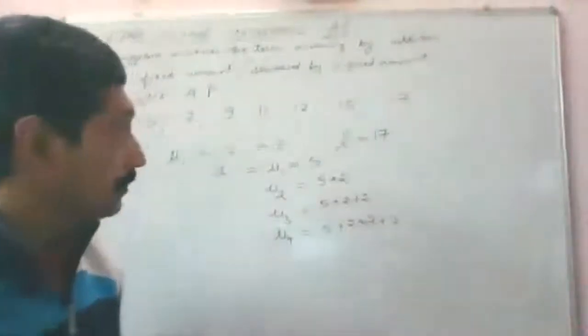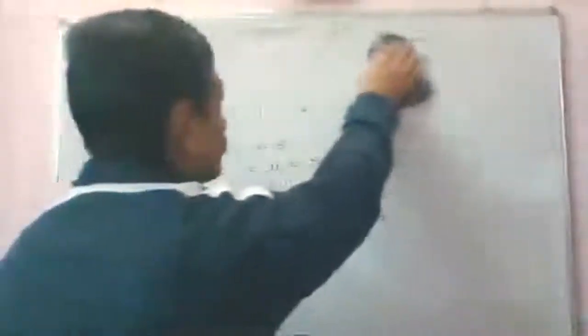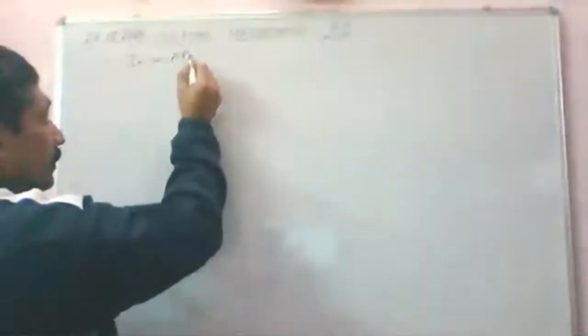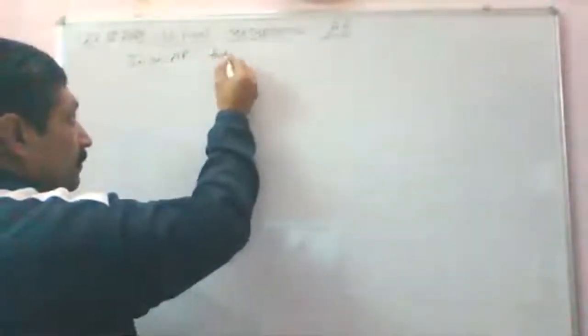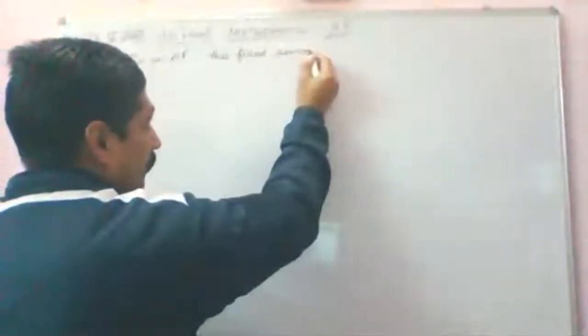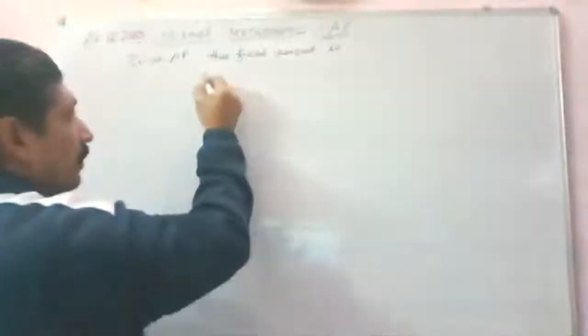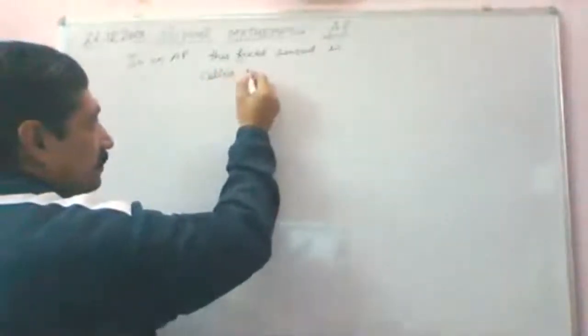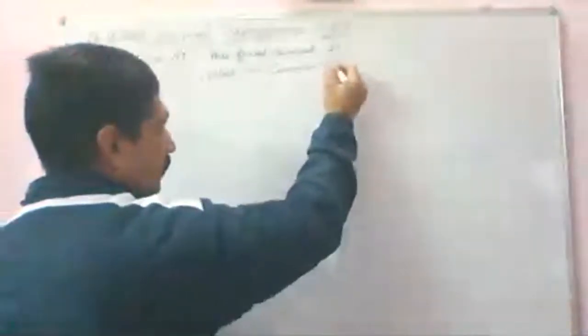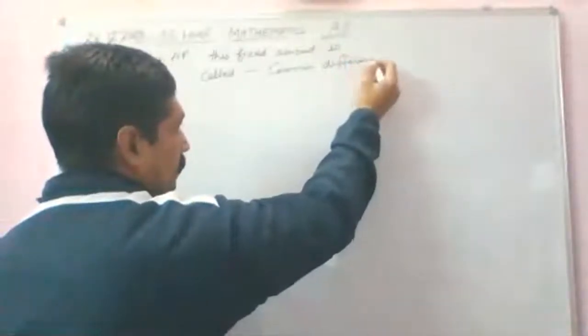So in an AP, this fixed amount is called the common difference. In an AP, this fixed amount is called common difference.